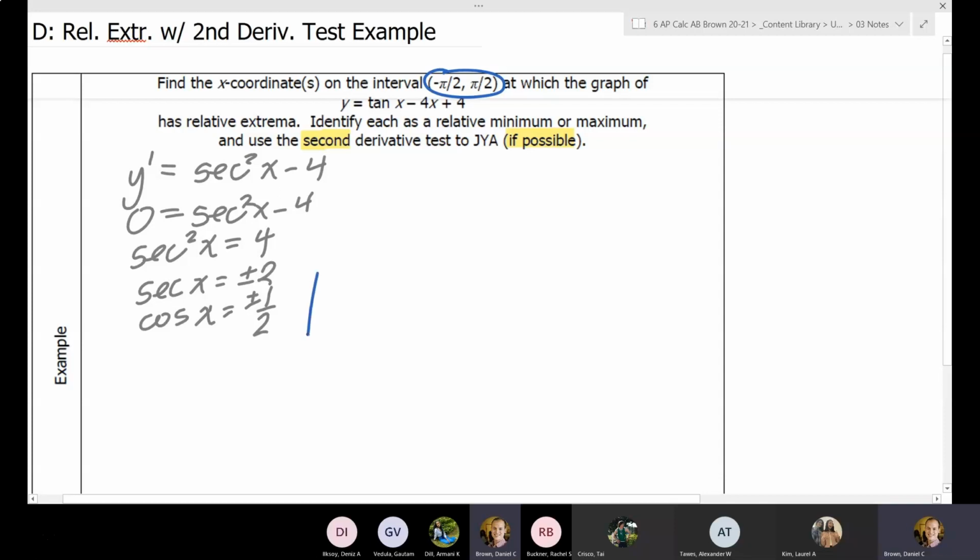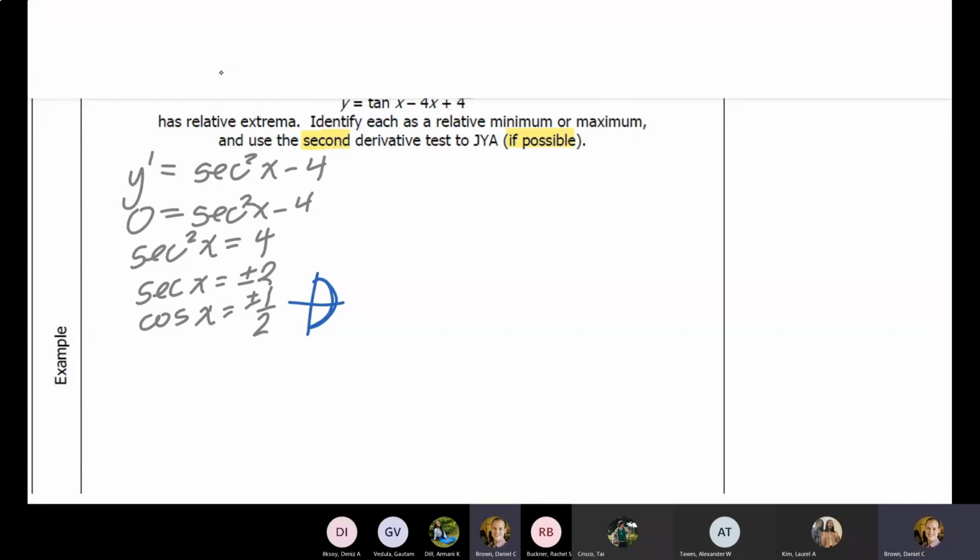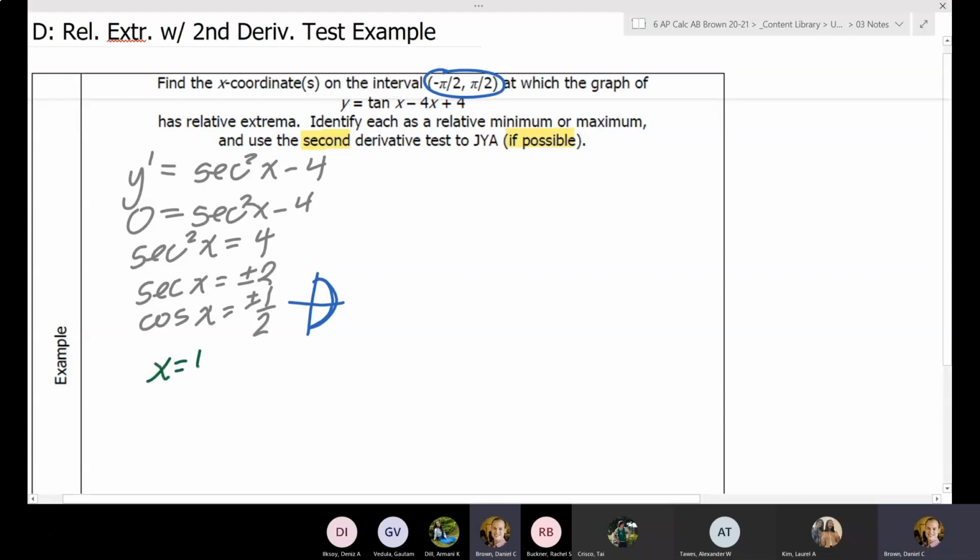Thinking about your unit circle, that's basically the right half of the unit circle. Well, cosine is only positive on that side, so I guess if you left off the plus or minus, you wouldn't miss any answers. But we do have one answer when x is equal to pi over 3. That's the one up here. The other answer is the one in the fourth quadrant, which on the unit circle would be 5 pi over 3, but that's not within the interval from negative pi over 2 to pi over 2.